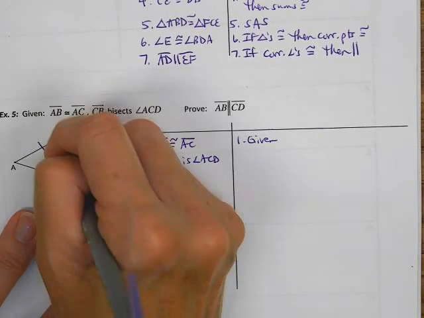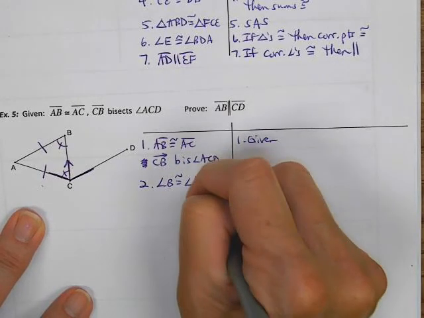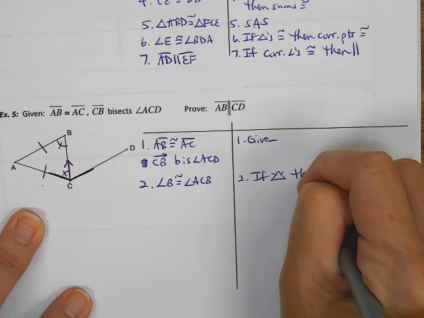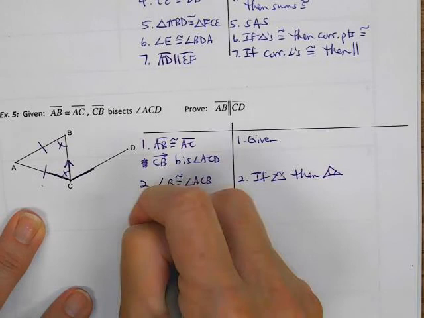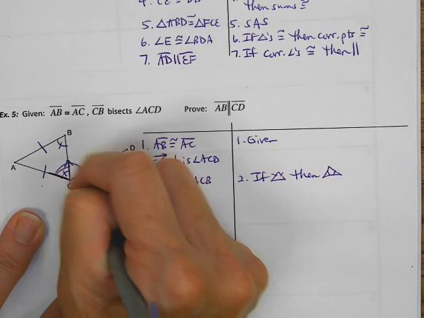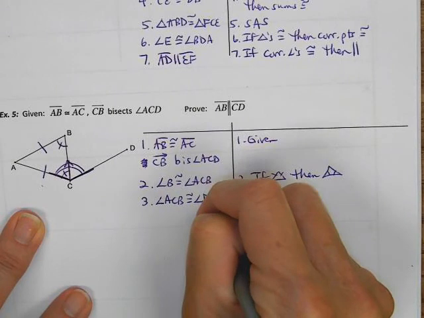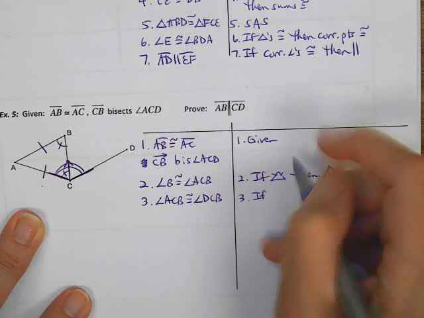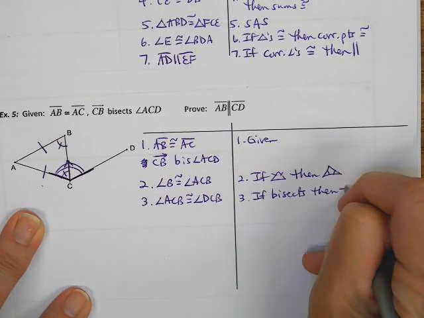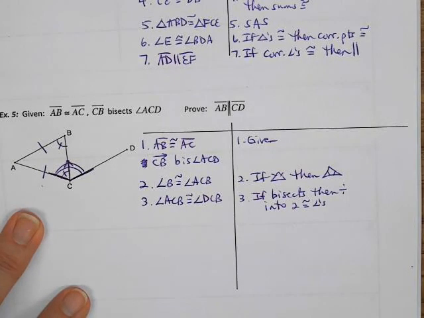If these two sides are congruent, I know those two angles are congruent. So angle B congruent to angle ACB if sides, then angles. All right, and now I'm going to use the bisects. The bisects gets me these two angles congruent. That would be angle ACB congruent to angle DCB. If ray bisects an angle, then divides into two congruent angles.